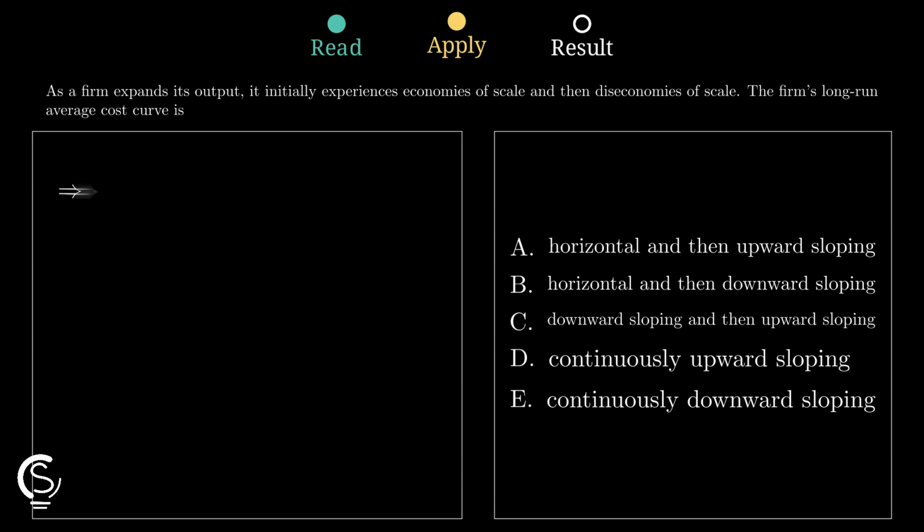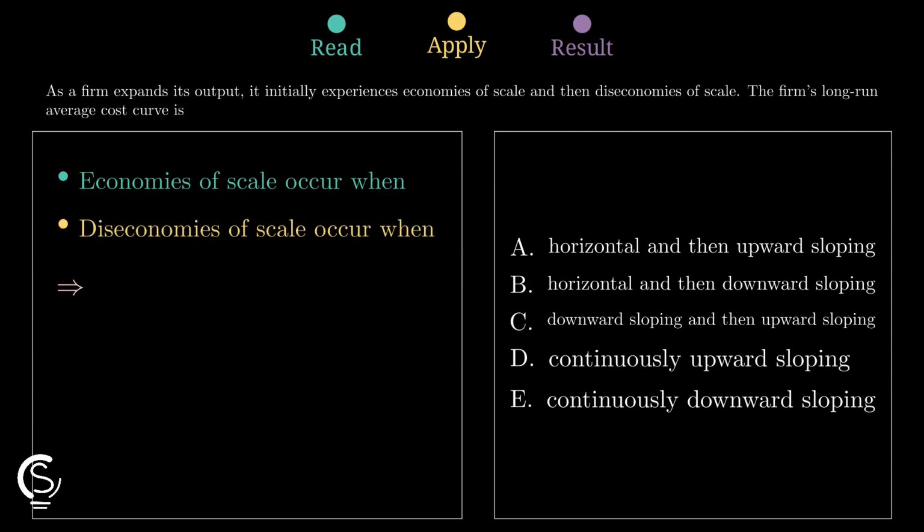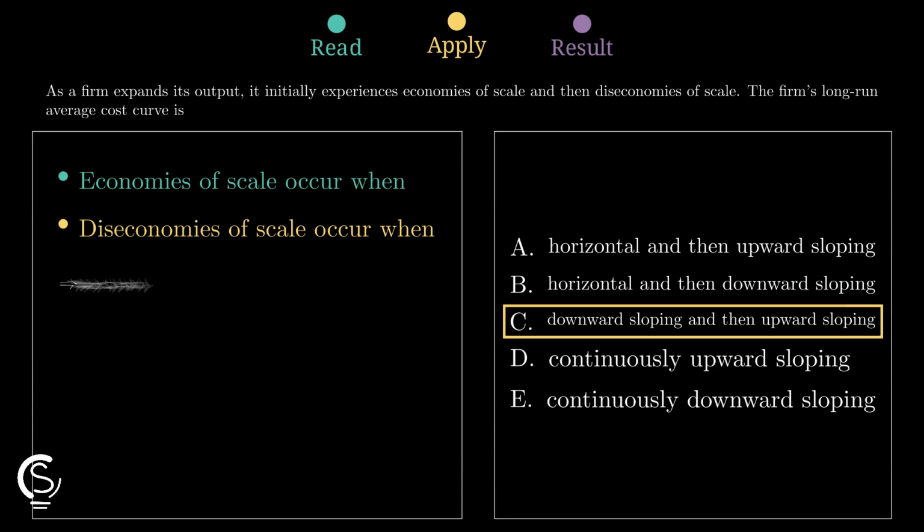Next, we hit diseconomies of scale where expanding further actually causes the average cost to rise again. This shift means the curve must start heading back up as production increases further. Combining these phases creates a classic U-shape. Moving down then up matches the description in option C. That is our final answer.